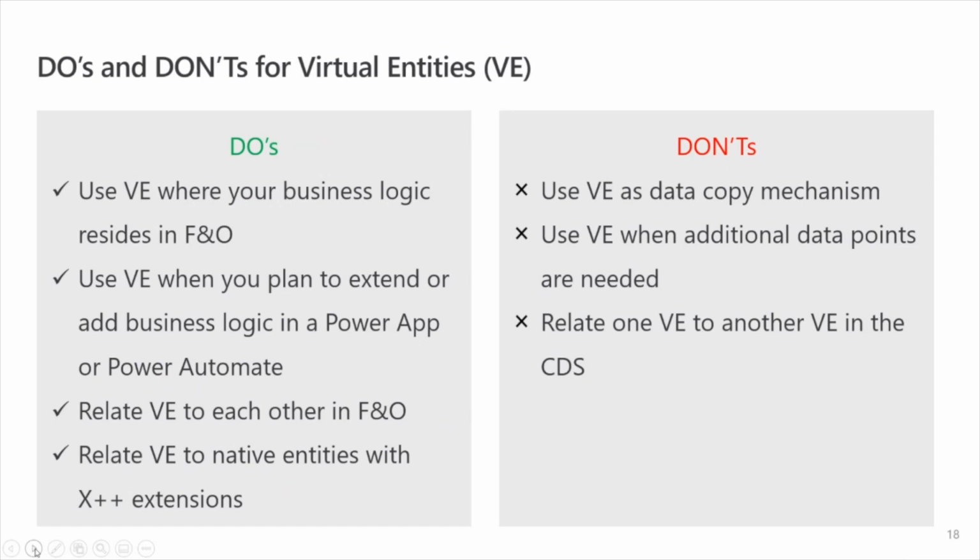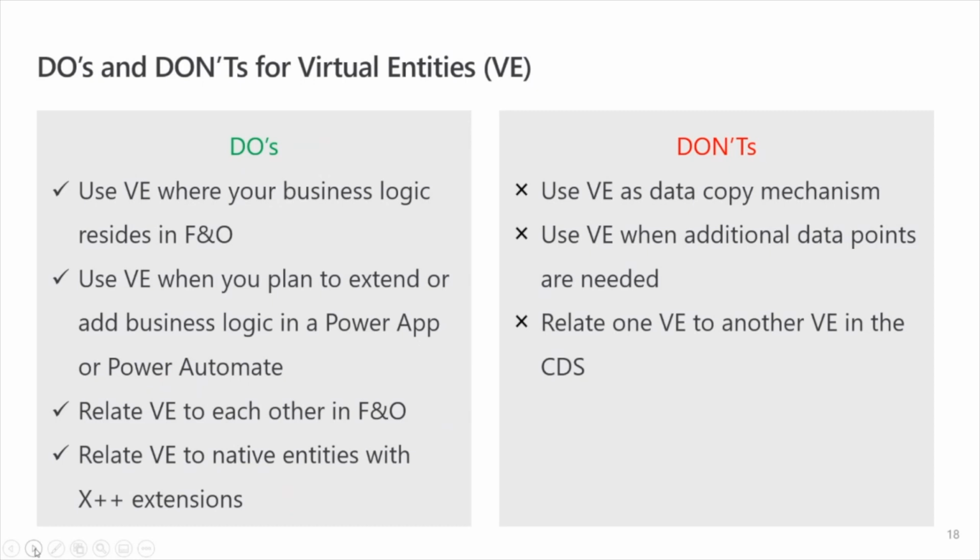So you can put additional business logic in your app or your Automate to tell it, oh, go do this approval process and then go insert a record or change the status of a record inside of finance and operations. It's important that you'll want to relate your virtual entities to each other. So if you need to relate one virtual entity to another virtual entity, you'll do that in F&O directly on the entity. So you'll make an extension to that entity, or if you've created a brand new entity, you can do it directly on there. Those relationships are dependent on the actual relationship on the entity.